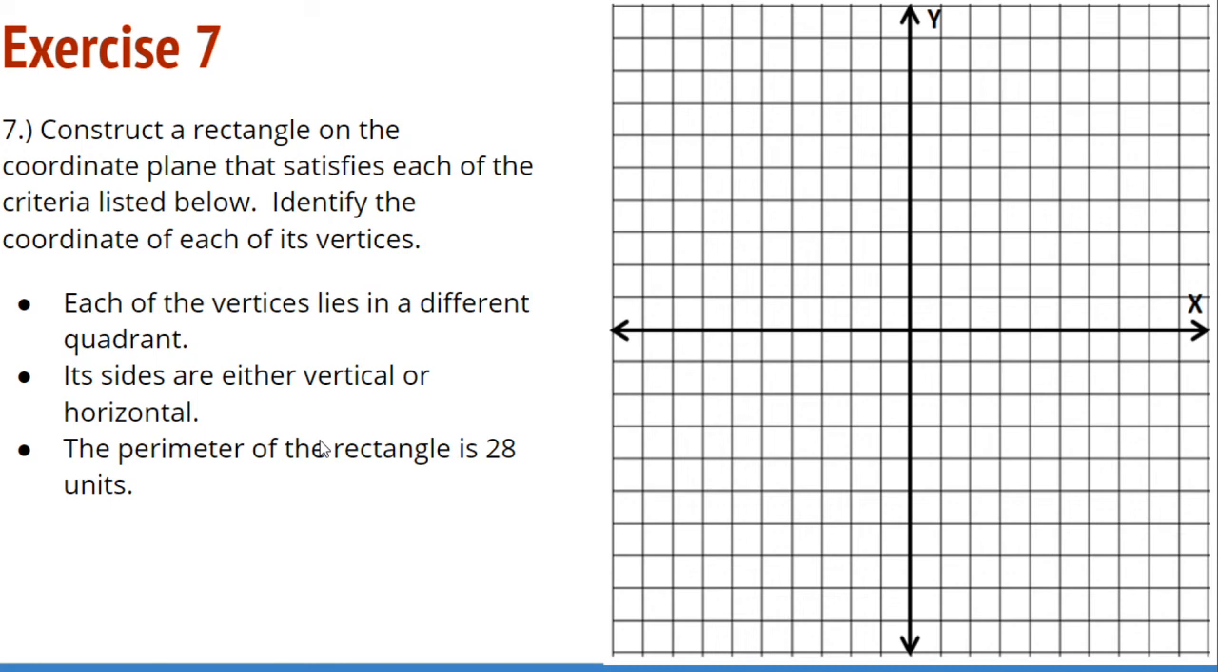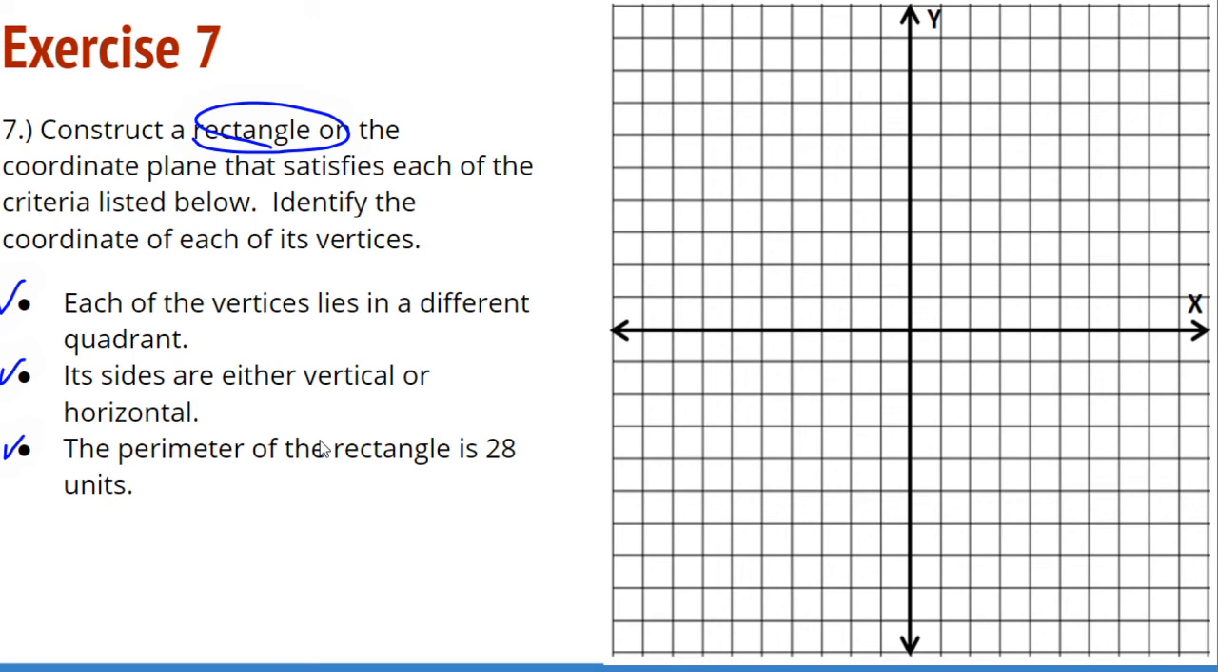Construct a rectangle on the coordinate plane that satisfies each of the criteria listed below. Identify the coordinate of each of its vertices. So we're making a rectangle, and I have to make sure all three of these things happen. Each of the vertices lies in a different quadrant. Okay. Its sides are either vertical or horizontal. Okay, so no diagonals. And the perimeter of the rectangle is 28 units. Okay, 28 units. So I have to make sure that when I add up the total length of the sides, I'm going to have 28 units.